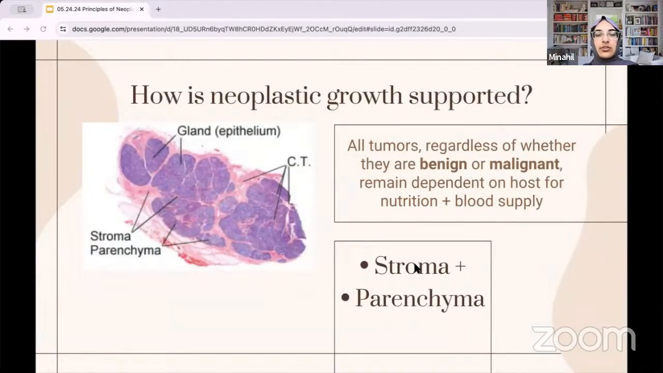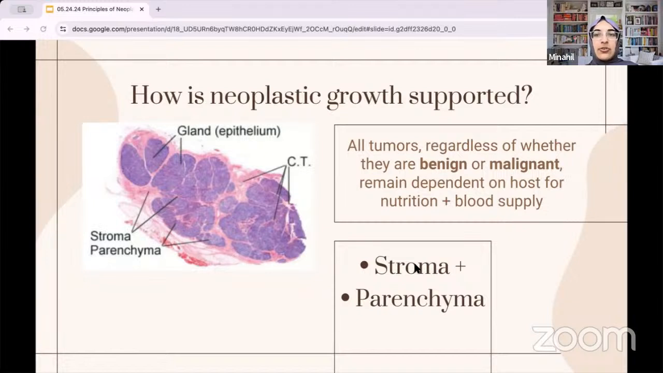Because usually, if you remember the cell growth cycle, we know that there's interphase, metaphase, cytokinesis, and that cell life cycle that goes through G1, G2, M1, M2. Basically, how does a cell sort of hijack this and support growth that's not supposed to be occurring? So basically, neoplastic growth has two components.